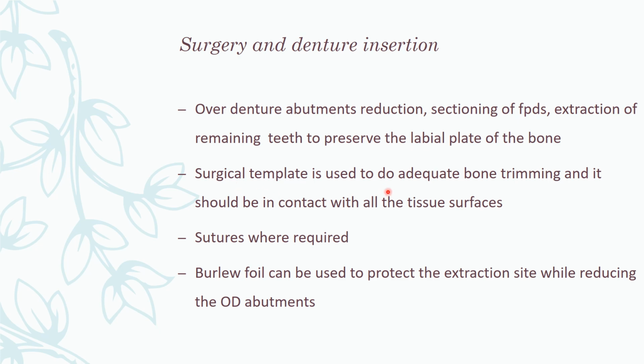The surgical template is used to do adequate bone trimming, and it should be in contact with all the tissue surface. Of course, this can be checked and used for trimming. Sutures, where required, should be placed. Foil can be used to protect the extraction site while reducing the denture abutment. So this one is basically for the overdenture.